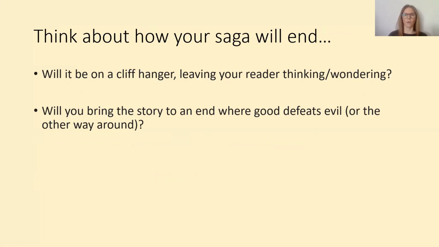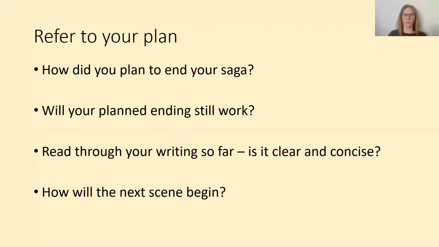So you need to think about how your writing is going to end. Will it end on a cliffhanger, leaving your reader thinking and wondering, or will you bring the story to an end where good defeats evil, or the other way around? So pause the video here and think about how you would like your saga to end. You can refer back to your plan and see if your writing is still following that plan. So is your planned ending still going to work? If not, how could you change it? And then read through your writing so far, make sure it's clear and concise, and then think about how your next scene will begin. So pause the video here and refer back to your plan and think about how you're going to start writing your conclusion today.